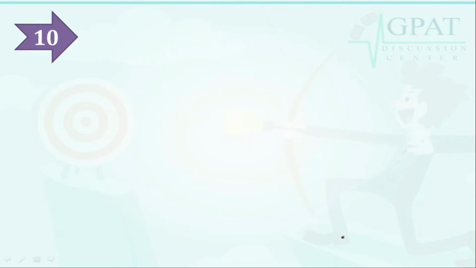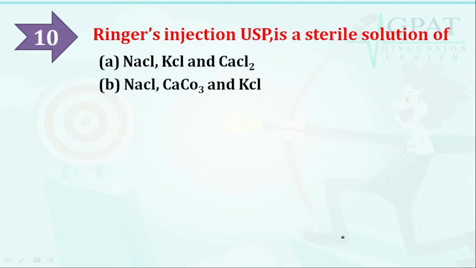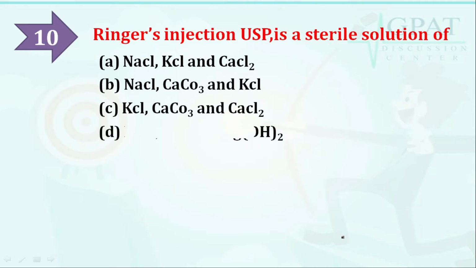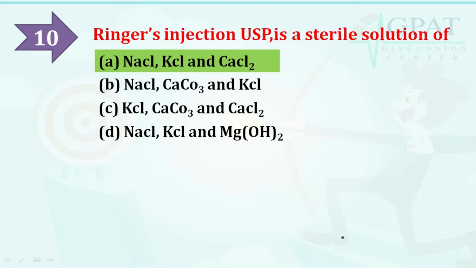Moving on to the next question: Ringer's injection USP is a sterile solution of, option A, NaCl, KCl, and calcium chloride. Option B is NaCl, calcium carbonate, and potassium chloride. Option C is potassium chloride, calcium carbonate, or calcium chloride. And option D is sodium chloride, potassium chloride, or magnesium hydroxide. So Ringer's injection USP is a sterile solution of sodium chloride, potassium chloride, and calcium chloride.